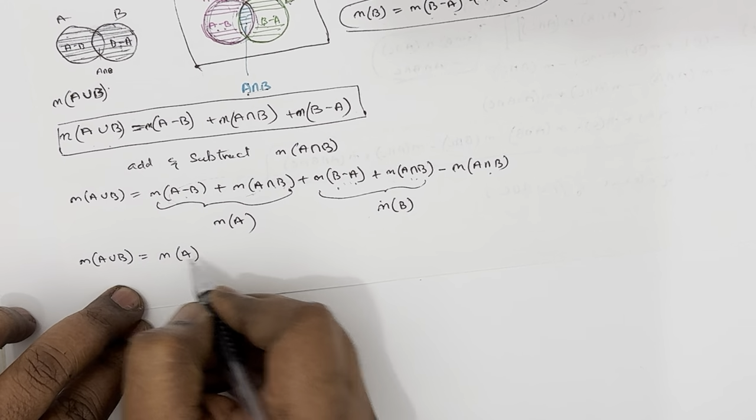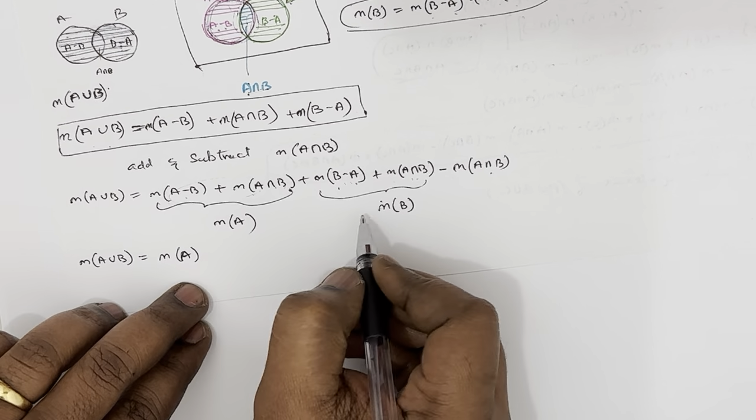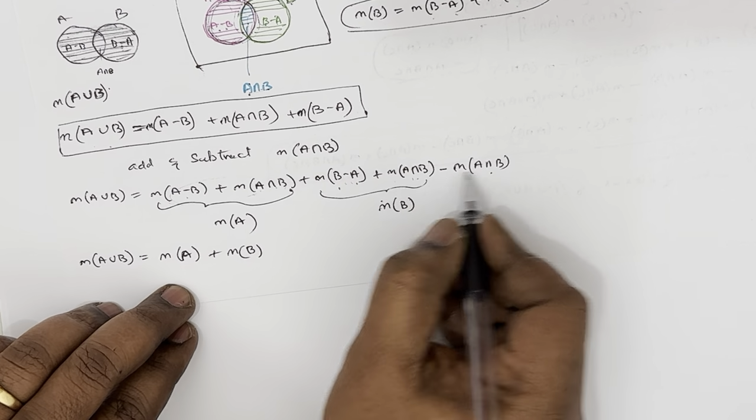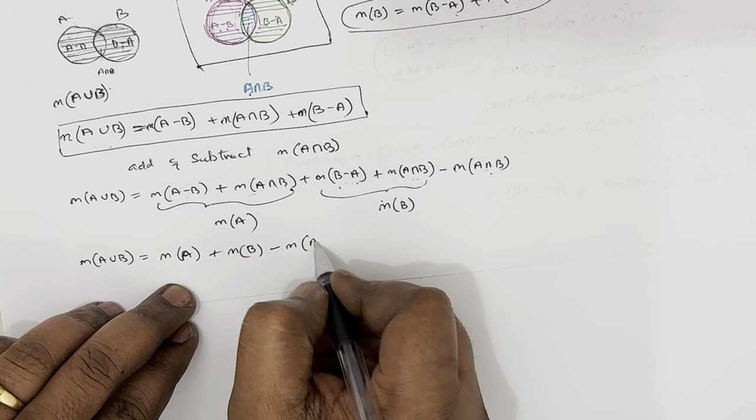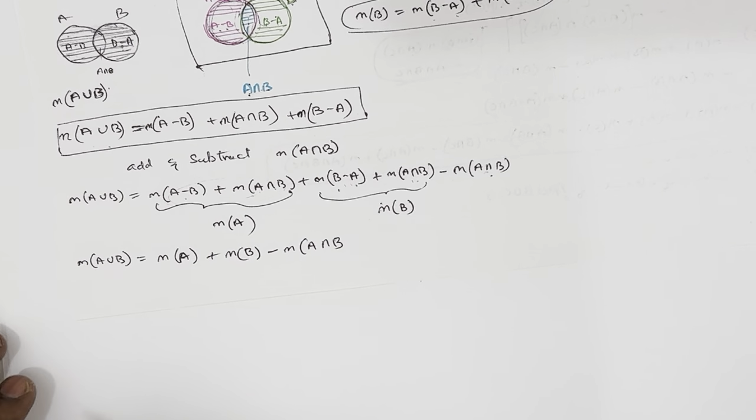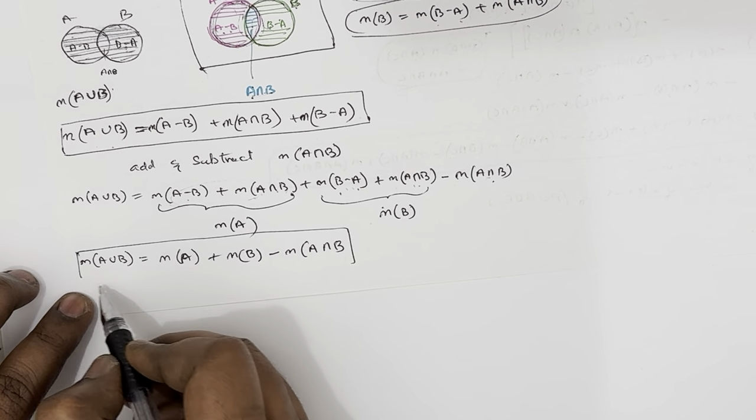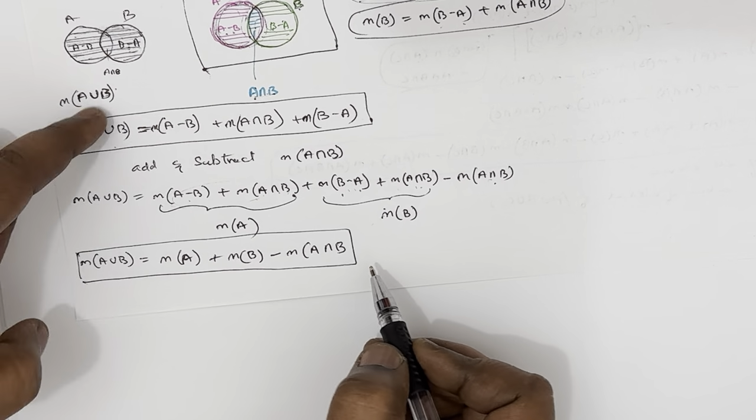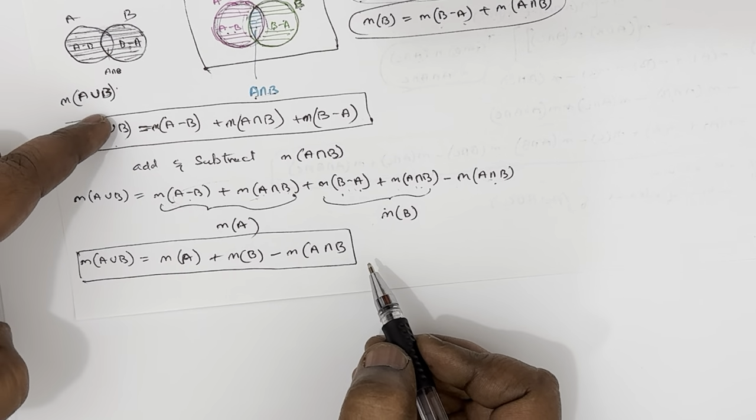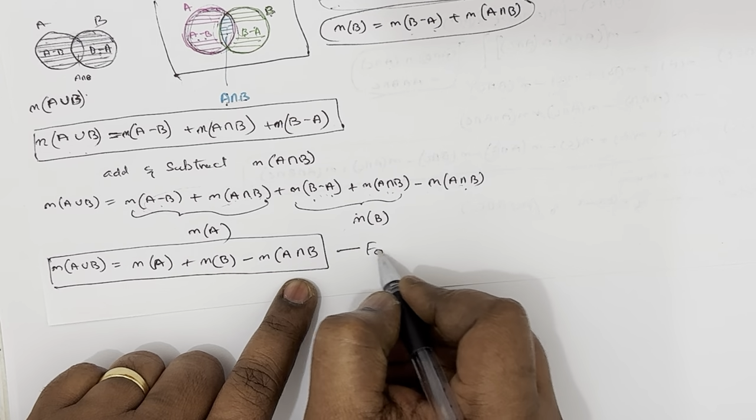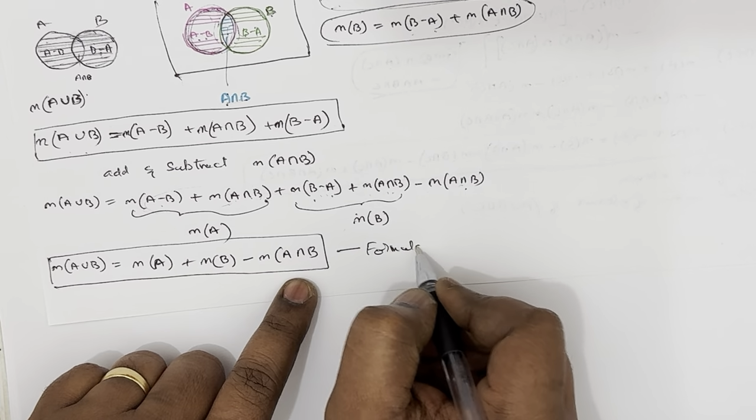N of A plus N of B minus N of A intersection B. Now this is our new simplified version of the formula. Both are equal, both are the same, but this is a little bit simplified one. So this is our formula number one.